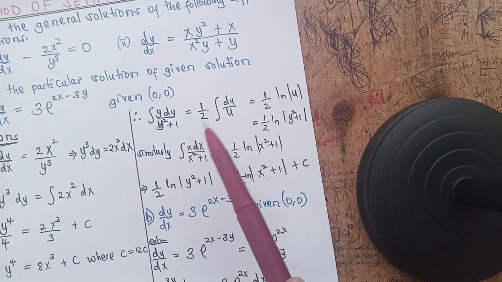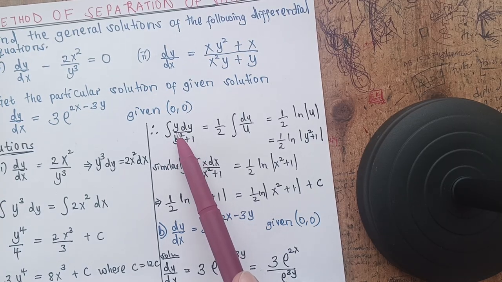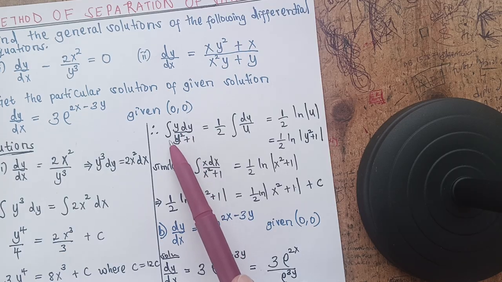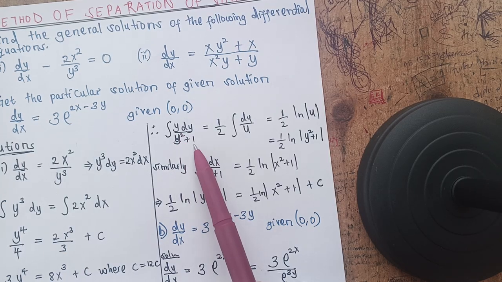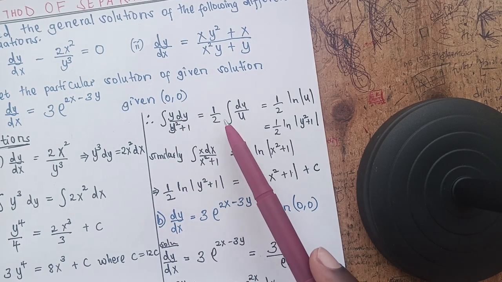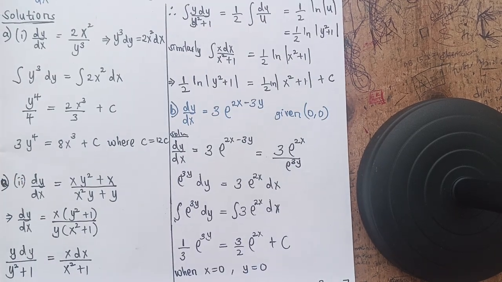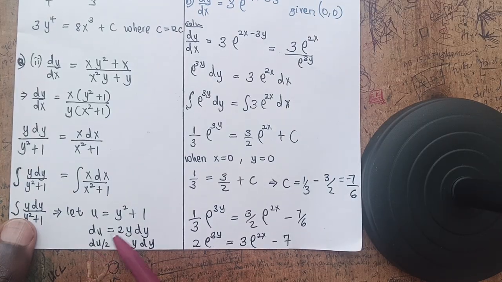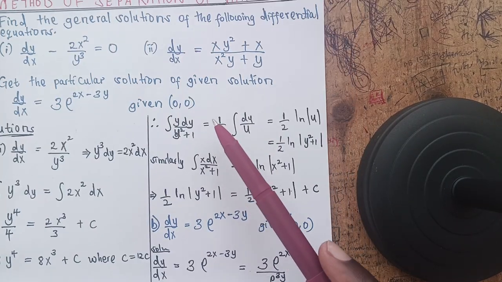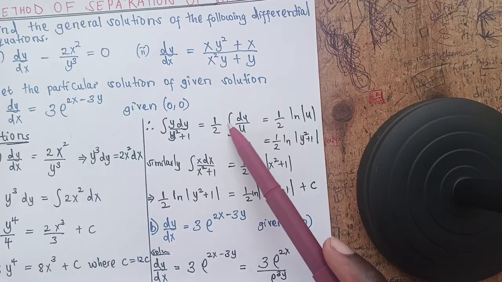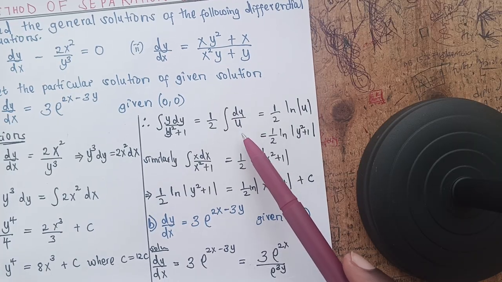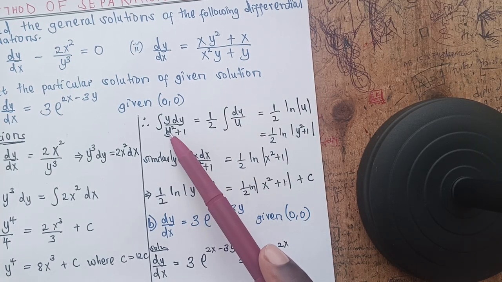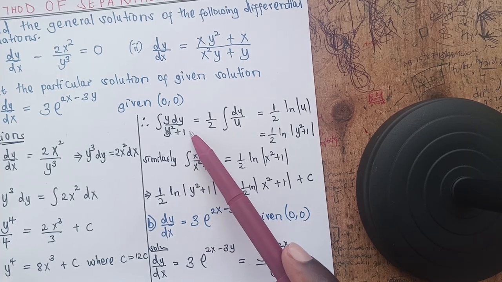So the next step, we are going to write the equation. The general equation was the integration of y over y squared plus 1. This is the same as 1/2 from here, because it was a half du. It's going to give you a half integration of du over u, because y squared plus 1 is the same as u.